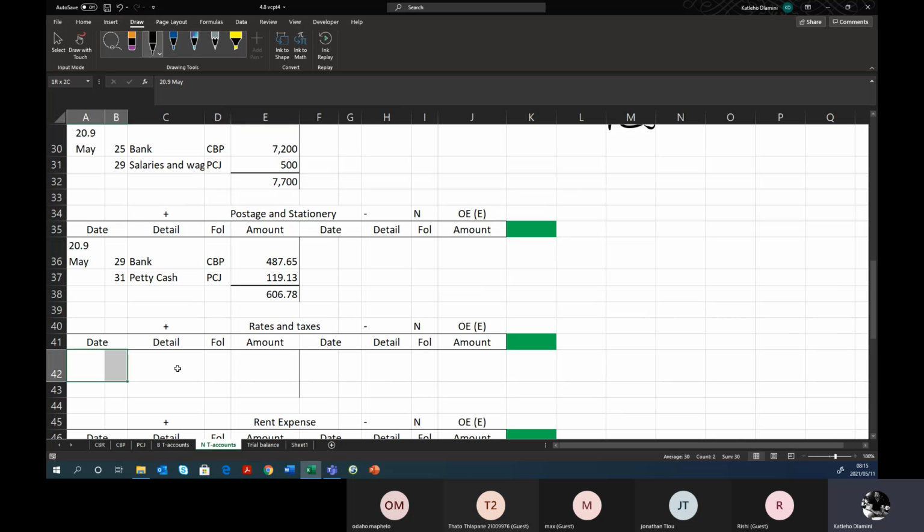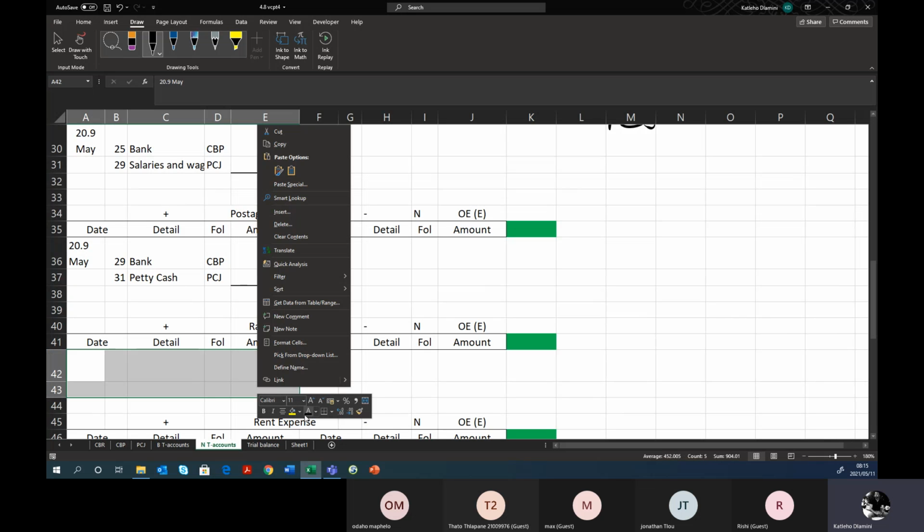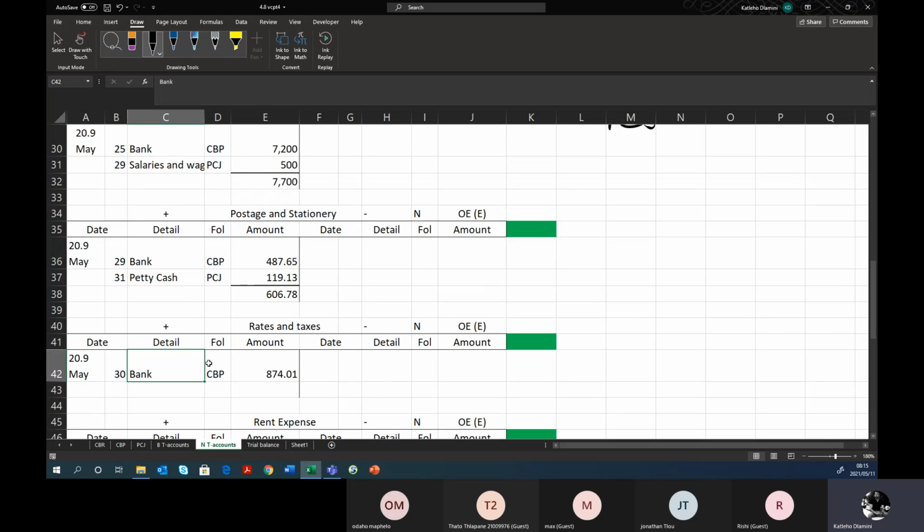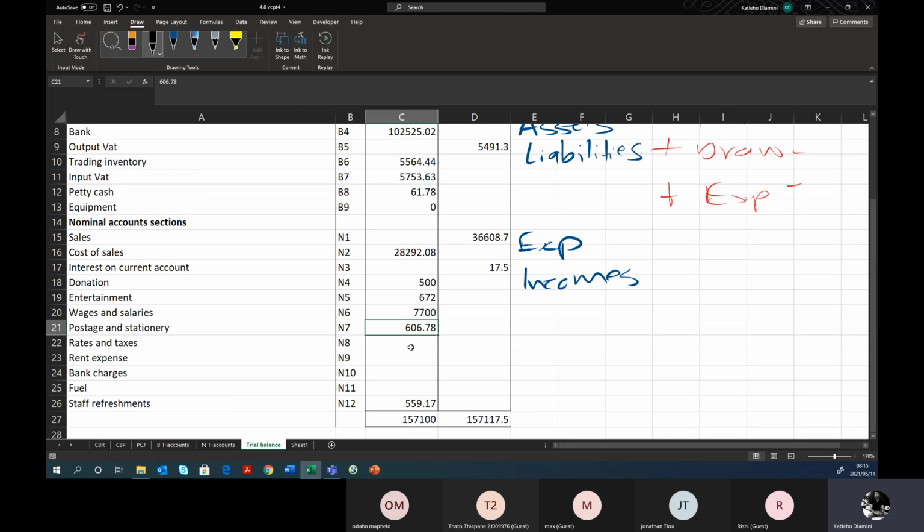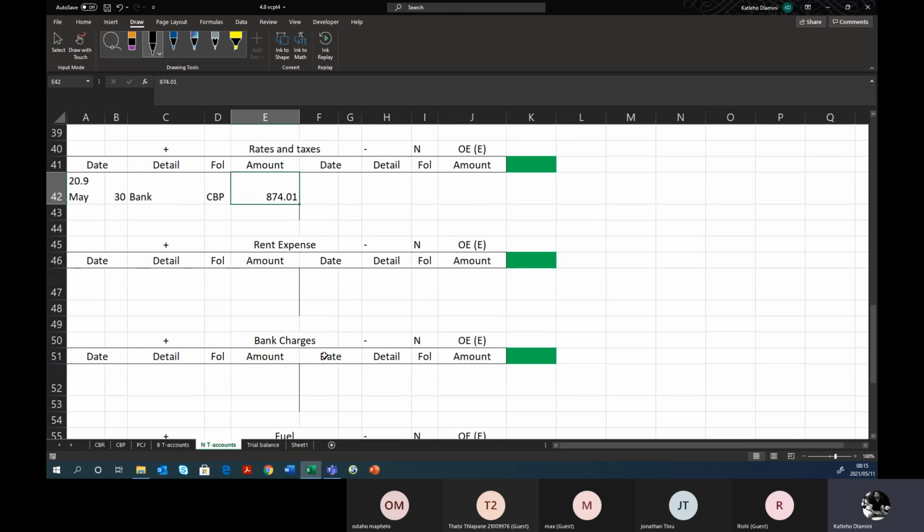Now let's go over here. Bank account, CBP, 874. Go to my trial balance. Rates and taxes, 874. Okay, then rent expense.